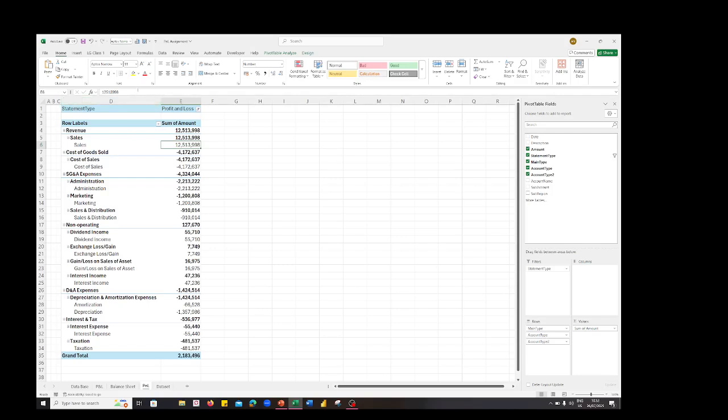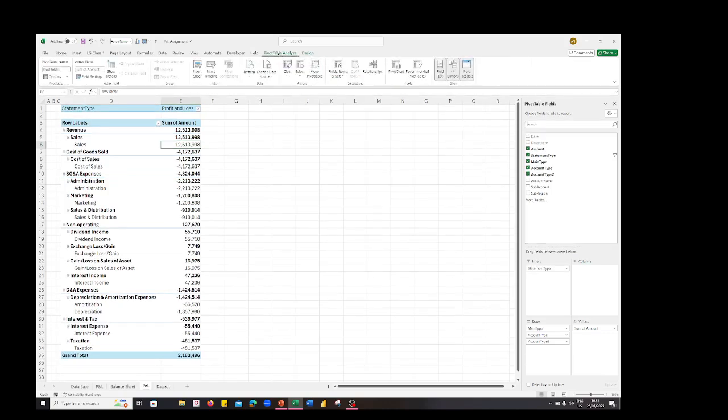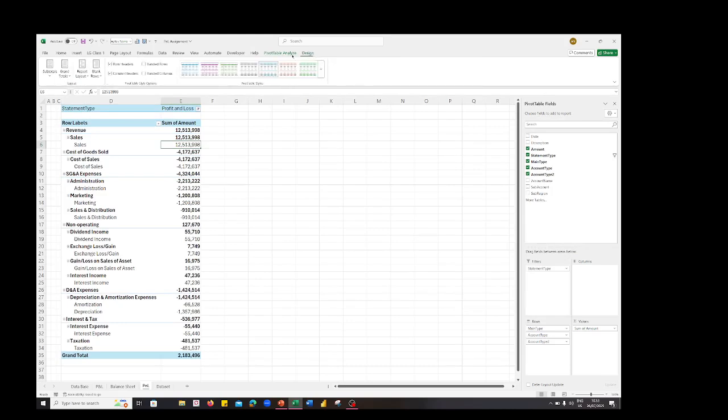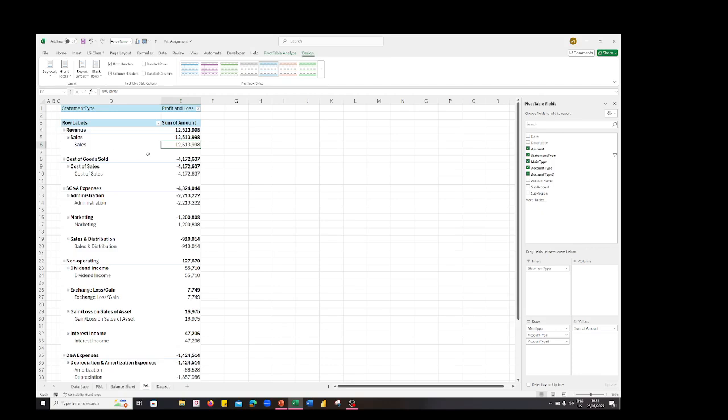You want it to show in your profit and loss statement. So from here, let's go to pivot table analyze. Yeah, let's go to design. From design, let's give a blank row. Insert a blank row after each item, you can see, to make it look better. Okay, report layout. Our report layout is okay.